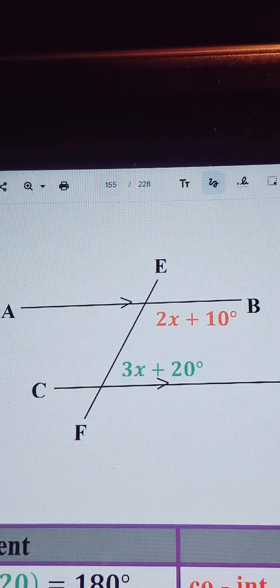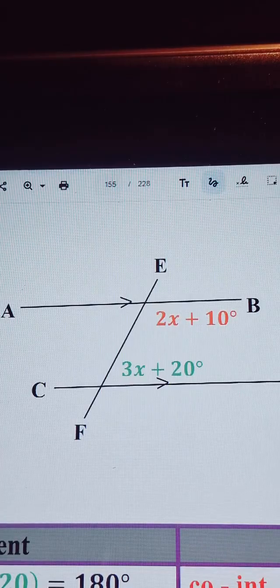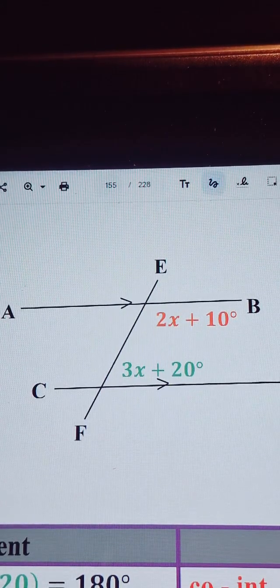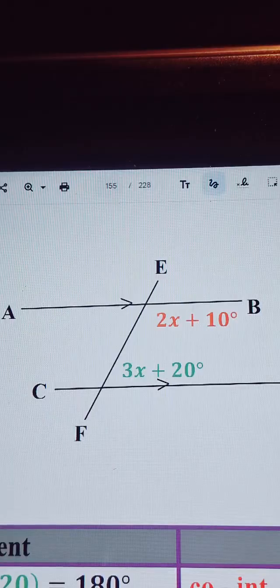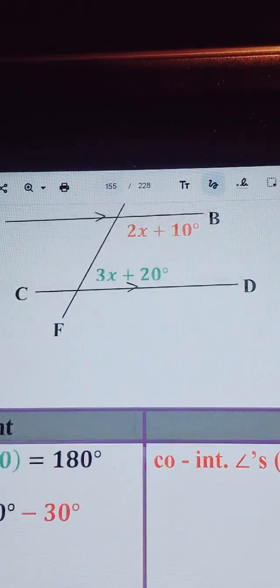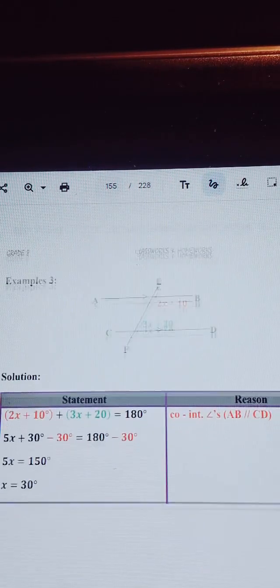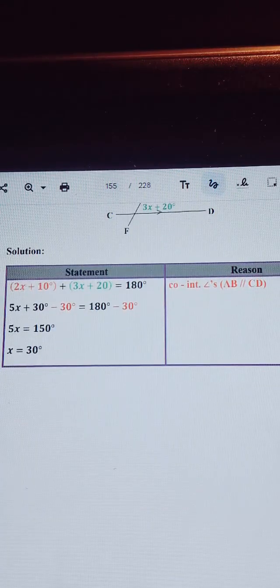Yes, please. 2x plus 10 degrees plus 3x plus 20 degrees equal to 180. That's true. Then your reason, please, must be acceptable. Co-int angles. State the lines that are parallel. AB is parallel to CD. Okay, that's what you mean.